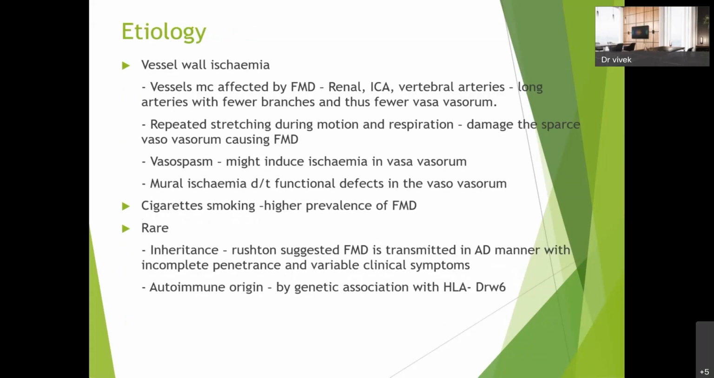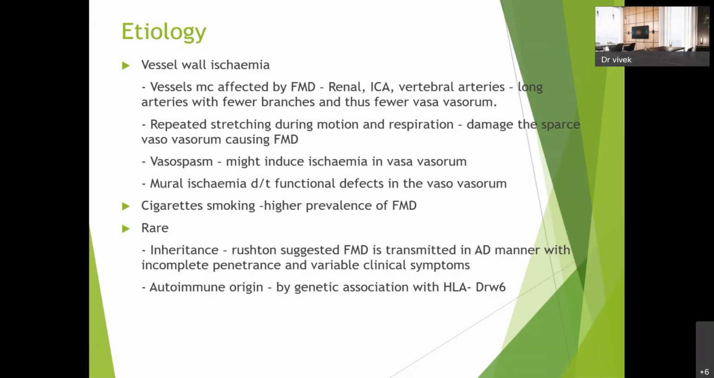Many hypotheses have been postulated with partial evidence supporting them, one of which is vessel wall ischemia. The vessels most commonly affected by fibromuscular dysplasia, as we discussed, are the renal, internal carotid, and vertebral arteries. These are basically long arteries with very few branches, with fewer vasa vasorum. Vasa vasorum are the muscular arteries which supply oxygen and nutrients to the arterial wall and originate from the branch points of parent arteries. So, in the presence of few vasa vasorum, occlusion occurs, induces dysplastic lesions, and leads to the development of fibromuscular dysplasia.